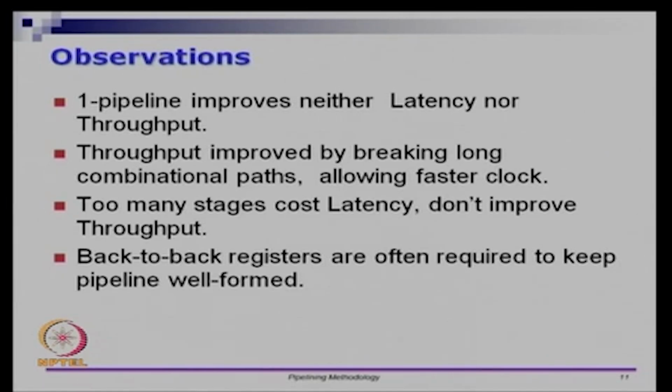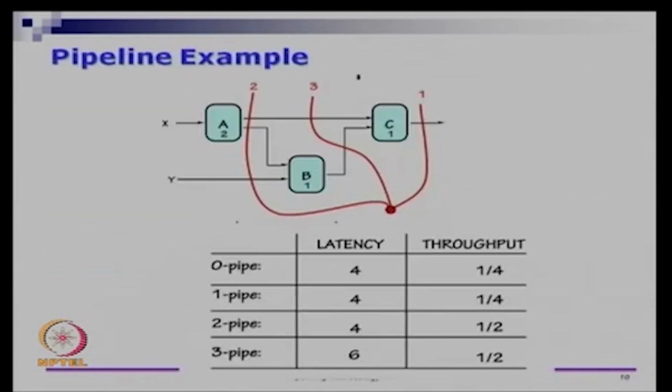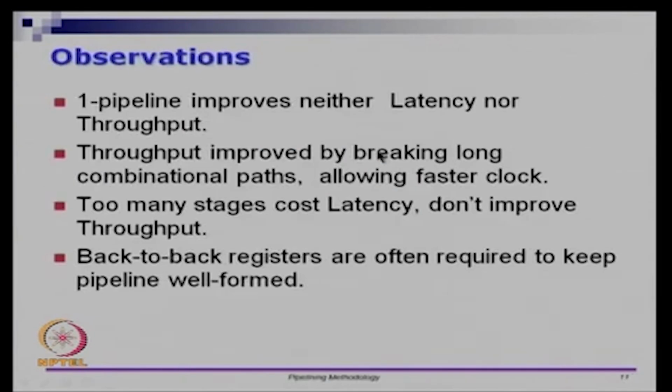The throughput is improved by breaking the long combinational paths, allowing for faster clock. So, the longest combinational path is 2 plus 1 plus 1, right. You put more and more flip flops along the longest combinational path first, that will improve your throughput. So, this is the same thing that we did in the previous circuit also. We took the longest path, which was through A, B, C and F, and on that path we introduced as many flip flops as we wanted. So, throughput is usually improved by breaking the long combinational paths.